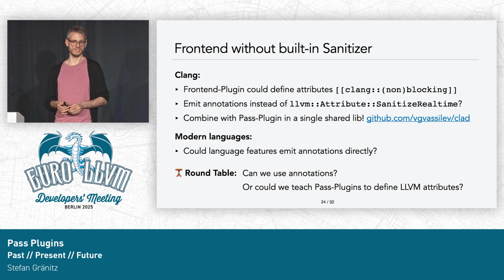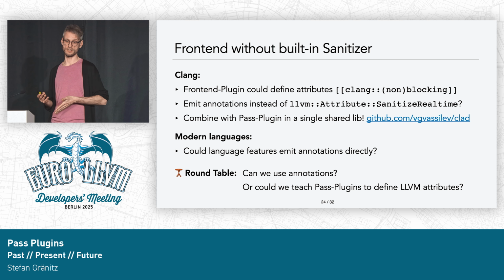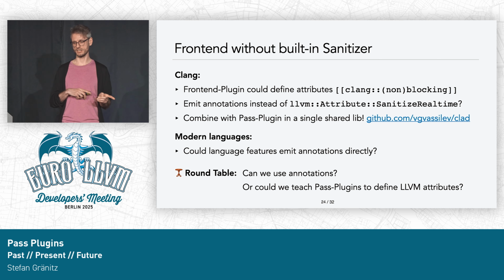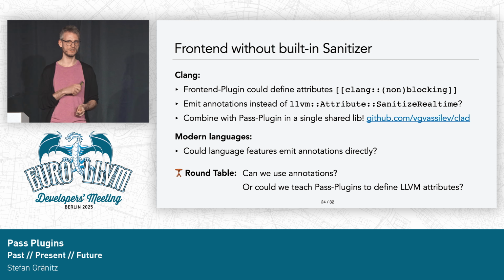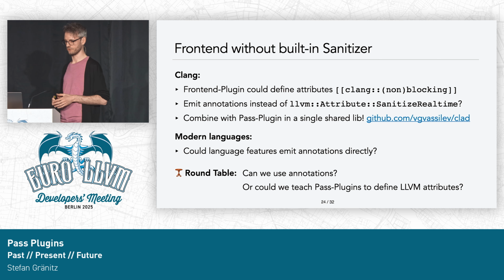Well, in principle, we could emit annotation attributes, and the IR pass would still be able to detect them. This is something that I would like to discuss on a roundtable. Can we use annotations here? Is that a proper solution or not? Or could we maybe even teach pass plugins to define LLVM attributes, just like Clang front-end plugins define Clang attributes? That would be the ideal solution. But any of the two would do, I think.